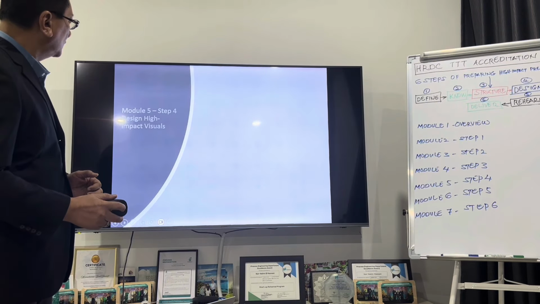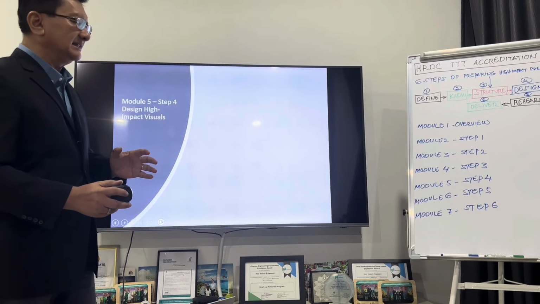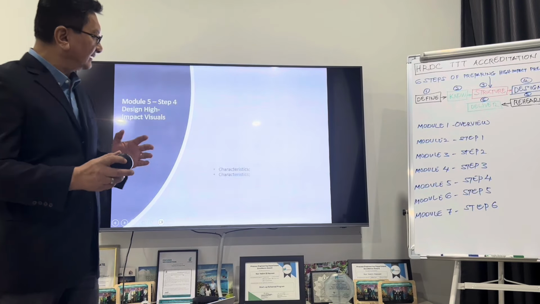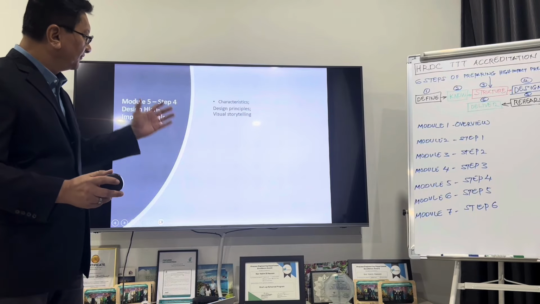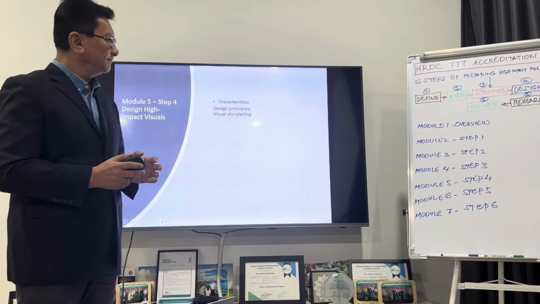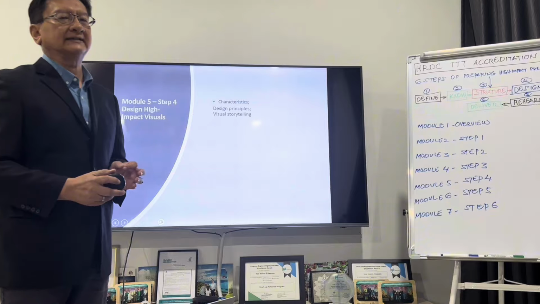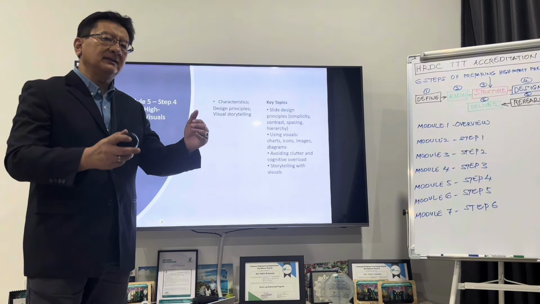Now we continue with module 5, step 4, design high impact visual. What are the characteristics of this design step? Okay. First, we need to know what our design principle is, using, for example, visual storytelling. And then, how do we design our slide?